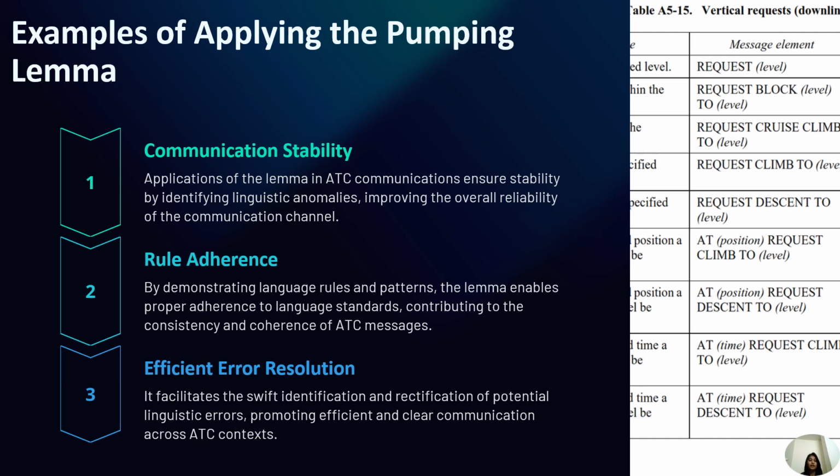By demonstrating language rules and patterns, the lemma enables proper adherence to language standards, contributing to the consistency and coherence of ATC messages. Third one is efficient error resolution. It facilitates the swift identification and rectification of potential linguistic errors, promoting efficient and clear communication across ATC contexts.